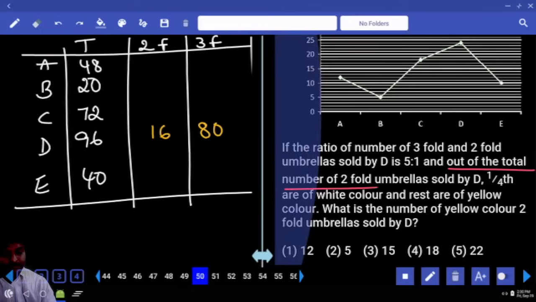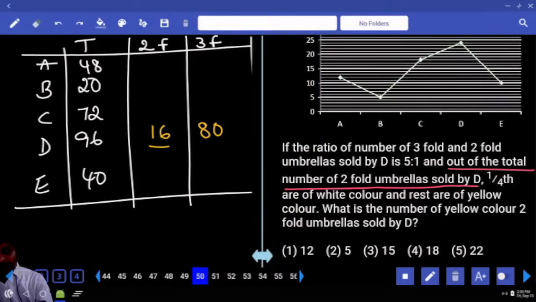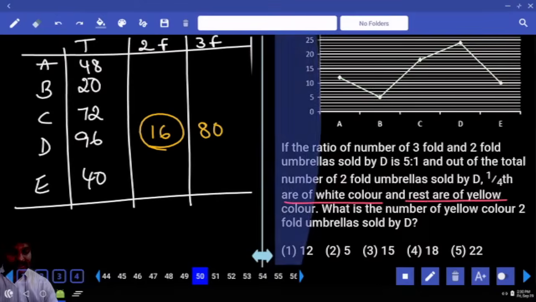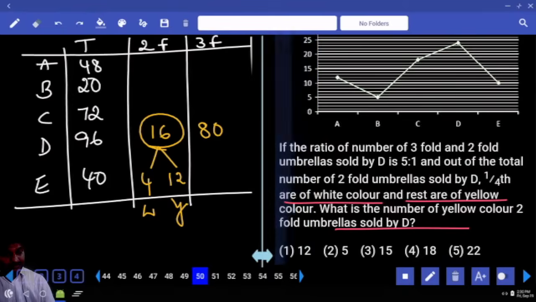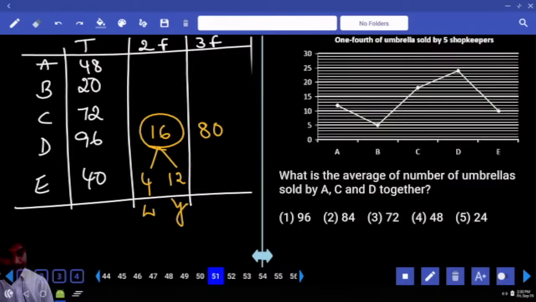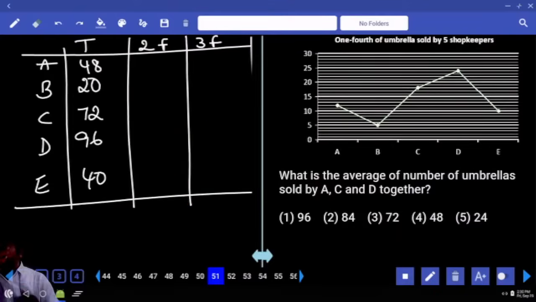Out of the total number of two-fold umbrellas sold by D, out of 16, 1/4 are white, which is 4, and the remaining 12 are yellow. What is the number of yellow two-fold umbrellas sold by D? 12, first option. What is the average of the number of umbrellas sold by A, C, D?